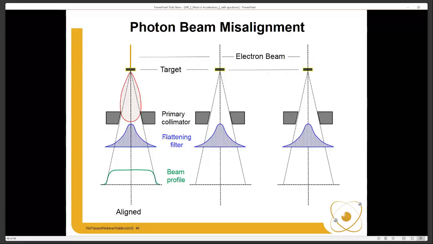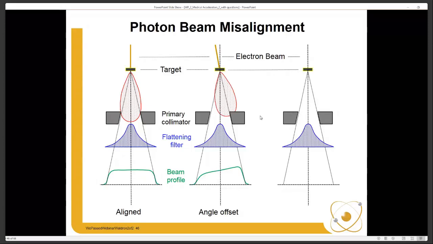What if they're not? If my electron beam is at an incorrect angle, a portion of my cone of radiation is going to be intercepted by both the primary collimator and the flattening filter. And of course, I'm greatly exaggerating this here. This tends to produce a sloped profile, and that means that the outer edges of the beam, or the outer edges of my transmission ion chamber, are more sensitive to angle offset than the central portion.